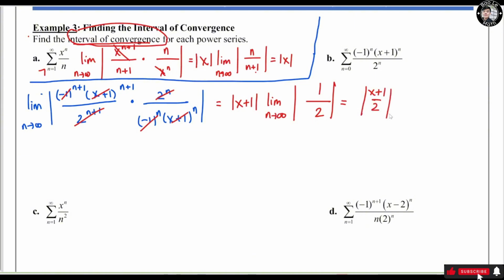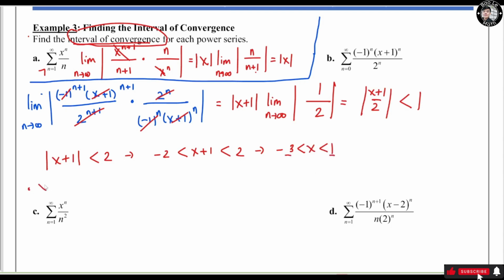And then by the ratio test, this converges if this is less than 1. So I'm going to multiply both sides by 2. So it could be absolute value of s plus 1 less than 2. It's going to be the same thing as negative 2 less than s plus 1 less than 2. I'm going to subtract 1 from all three sides, so I'm going to end up with negative 3 less than s less than 1. Now I need to check the endpoints right here.